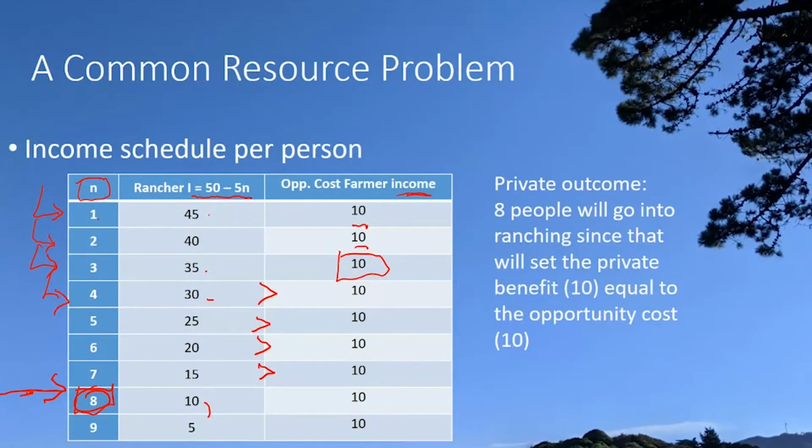Private decisions are going to lead to a decision where 8 people will go into ranching. The remaining 12 people will remain as farmers. And this would be the private outcome or the equilibrium that we can expect in this very simple economic situation we've set up. Okay, everyone with me?